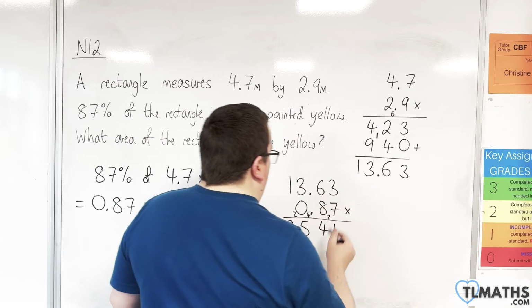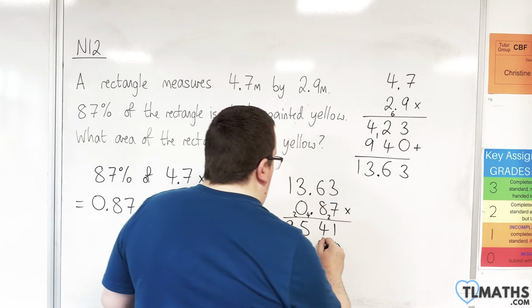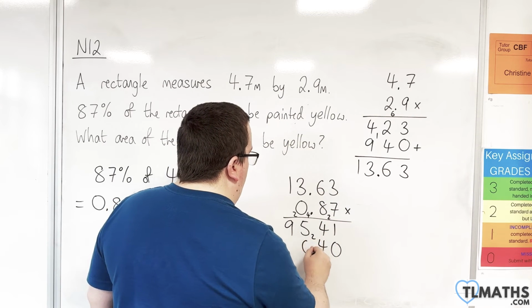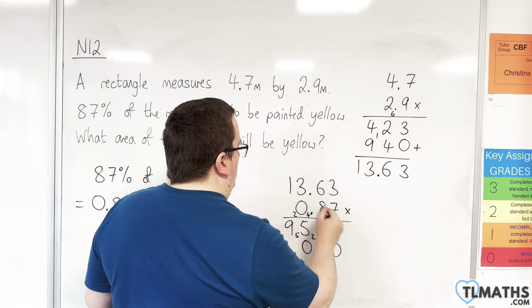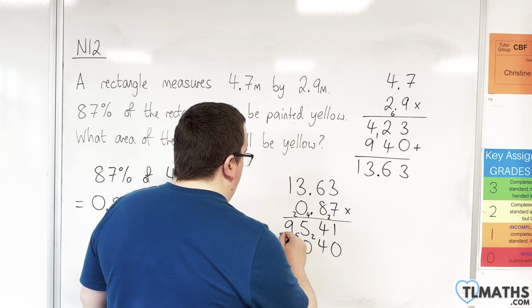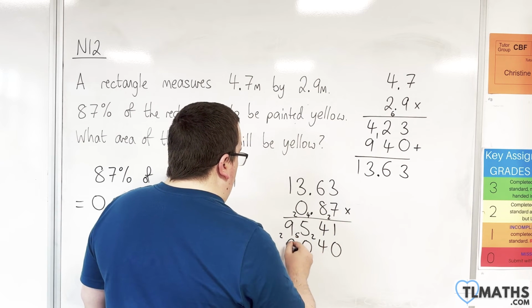Bring in a 0. 3 8s are 24. 6 8s are 48 plus the 2 is 50. 3 8s are 24 plus the 5 is 29. 1 times 8 plus the 2 is 10.